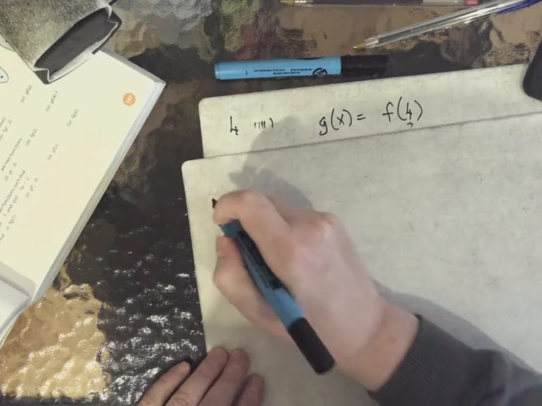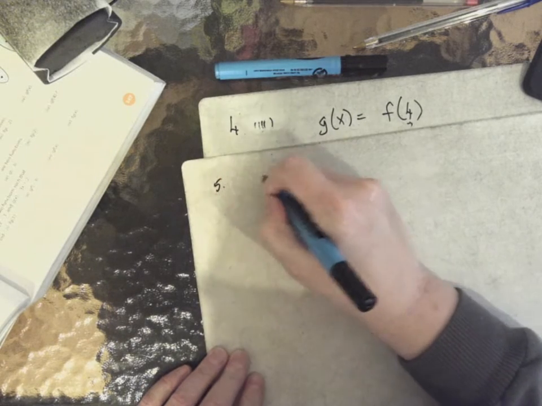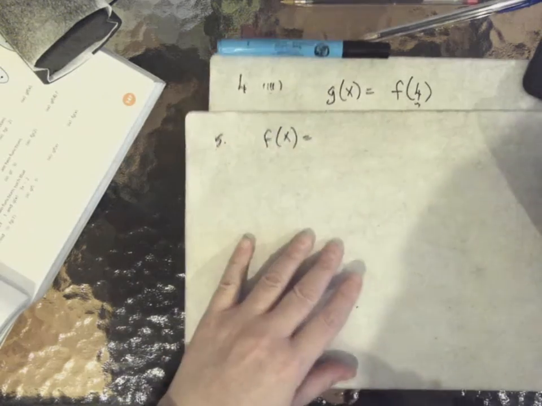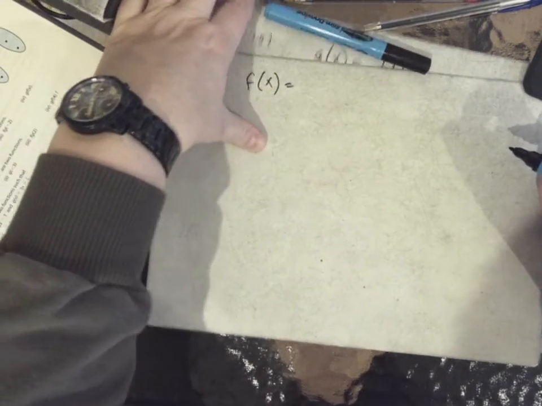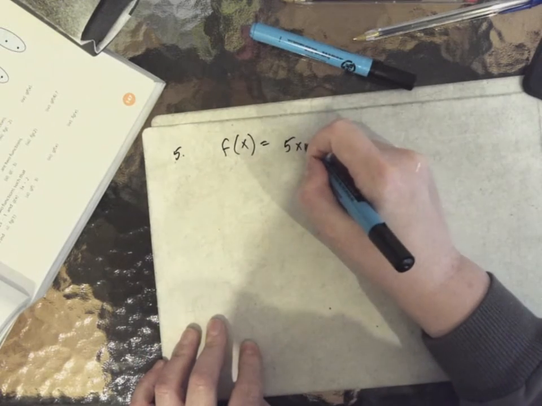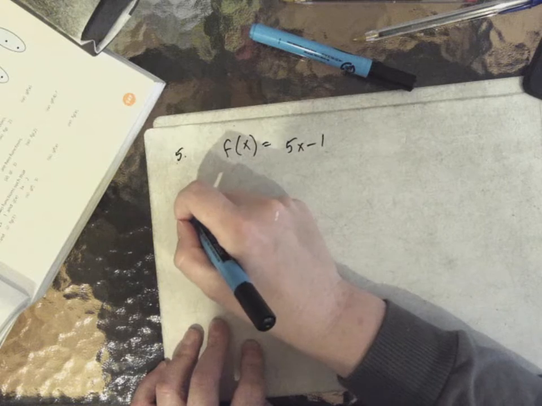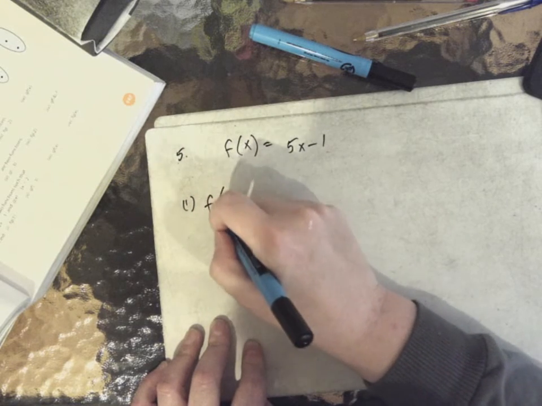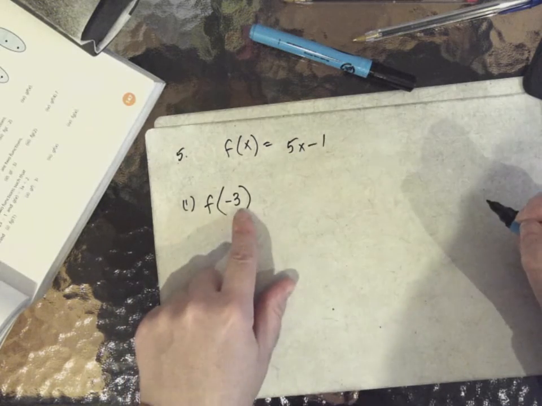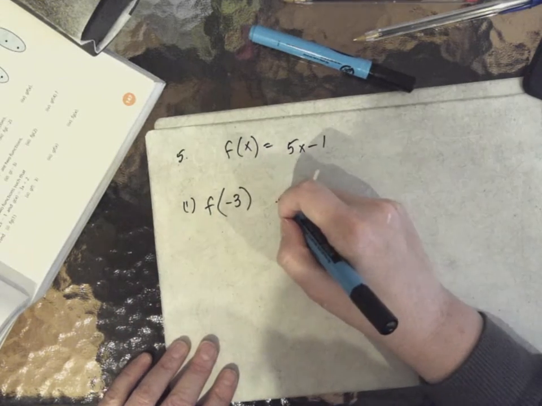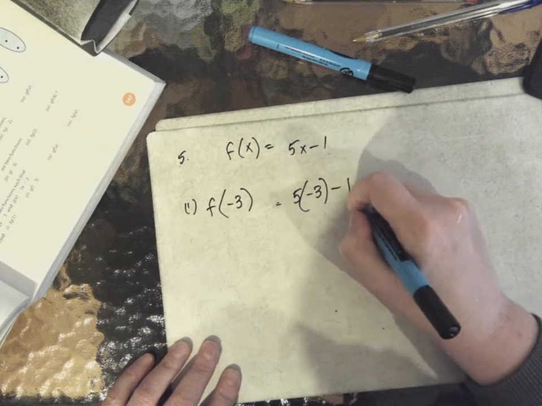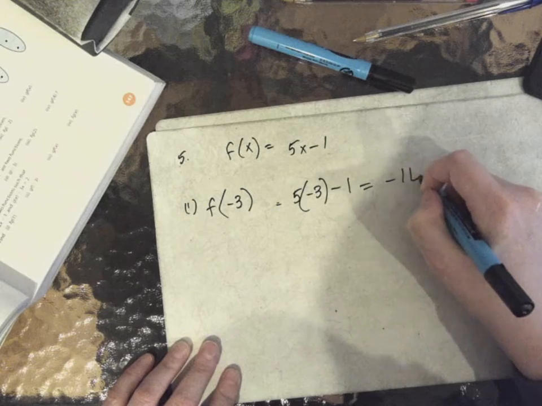So number 5 is f of x is equal to 5x minus 1. And the first part says get me f of minus 3. Okay, so the minus 3 is in the bracket, so that means put it in for x. So if it's in the bracket, you put it in for x. So that's 5 times minus 3 minus 1 into the calculator, and you get minus 16.